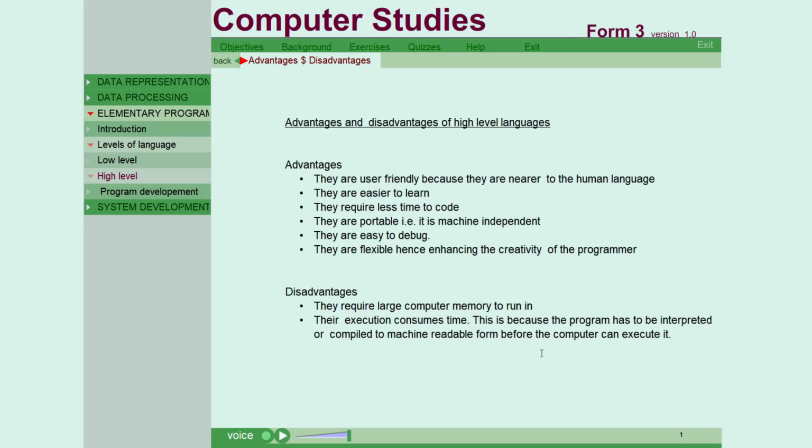Disadvantages of high-level languages. They require large computer memory to run in, and the execution consumes time. This is because the program has to be interpreted or compiled to machine-readable form before the computer can execute it.